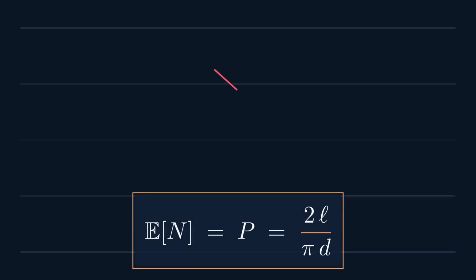For a short needle that crosses at most one line, this expected count is also the probability of a crossing. The whole result, pinned down not by an integral, but by a single circle dropped on the page.